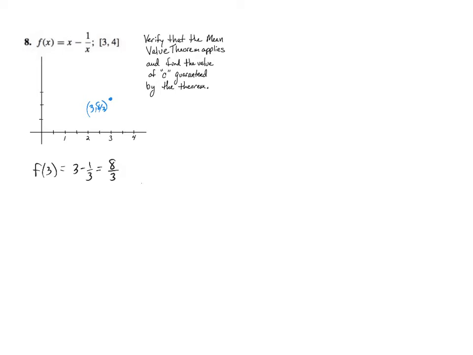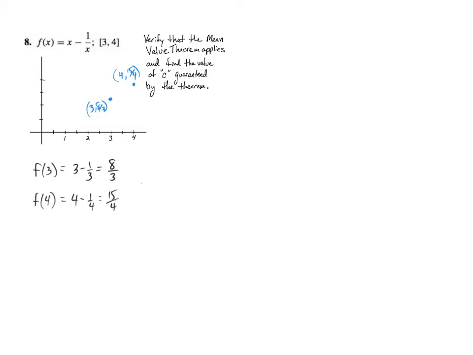Now let's go find f of 4. So f of 4 is going to be 4 minus 1/4, which is 16/4 minus 1/4, which is 15/4, which is 3 3/4. So we could put that point on our curve, just under a y value of 4. So we can put a dot over here, and we'll say that that's the point (4, 15/4).